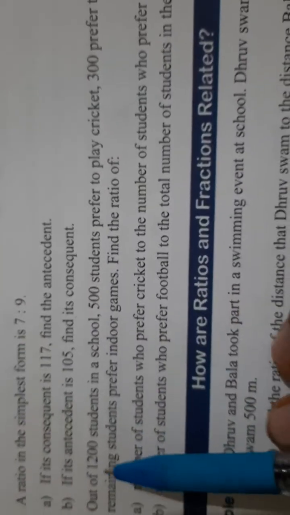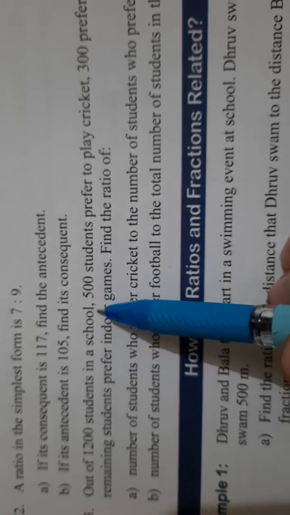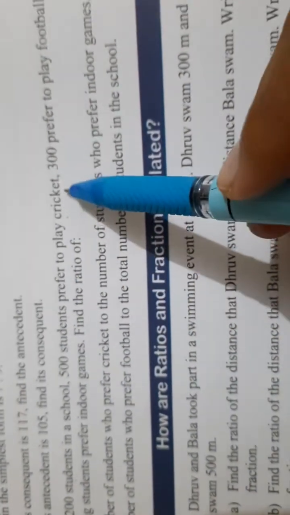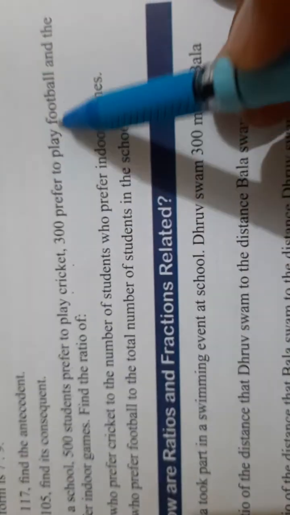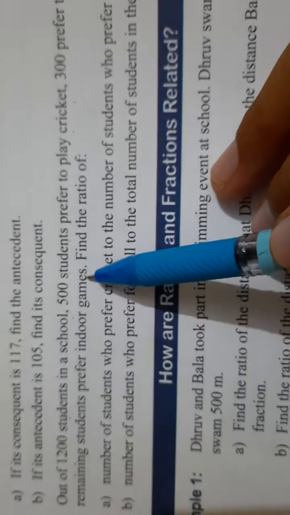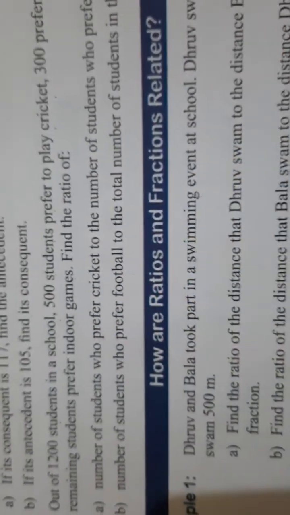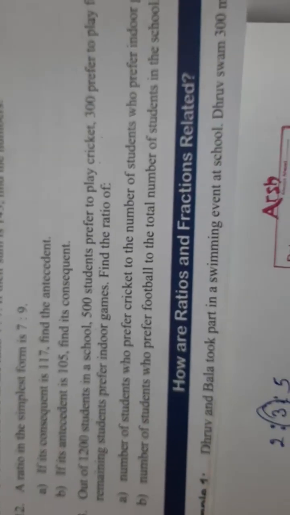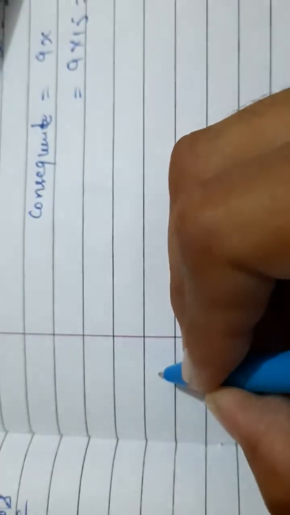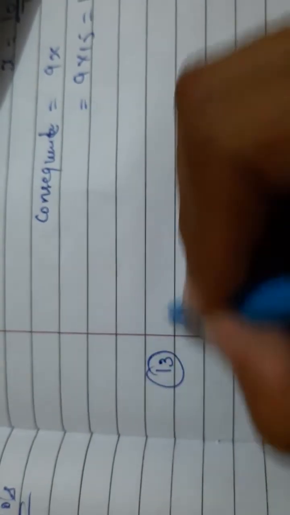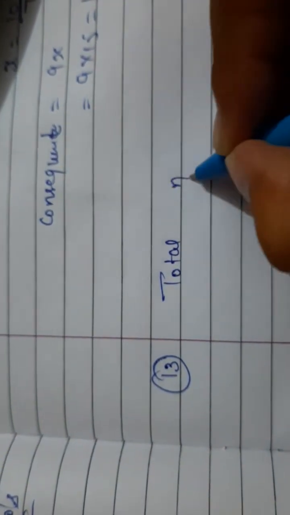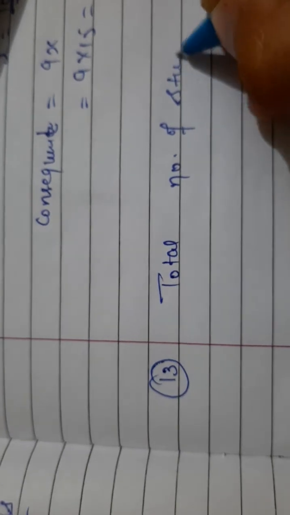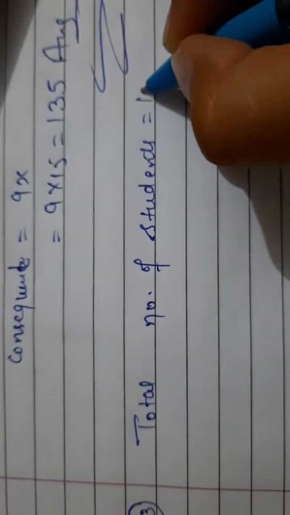See this last question. Out of 1200 students in a school, total students 1200, 500 students prefer to play cricket, 300 prefer to play football, and the remaining students prefer indoor games. Find the ratio of. First of all, we will write what is given in the statement. What is given? Total number of students. So we will write, this is question 13. Total number of students 1200.